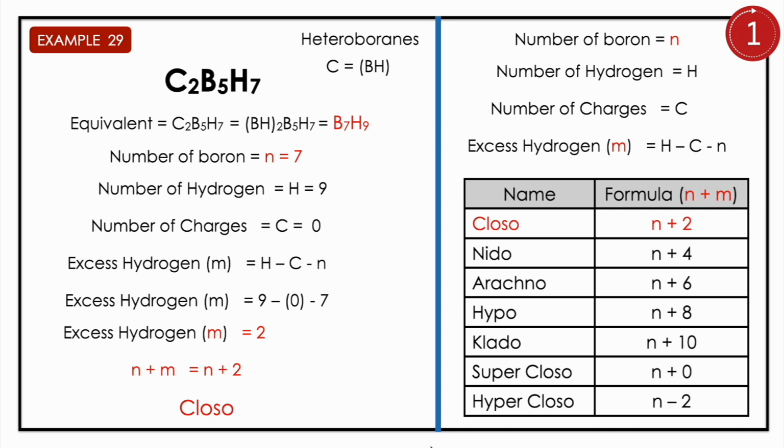If you look at the table, N plus 2 means Closo structure. So according to Wade's rule, C2B5H7 has a Closo structure.